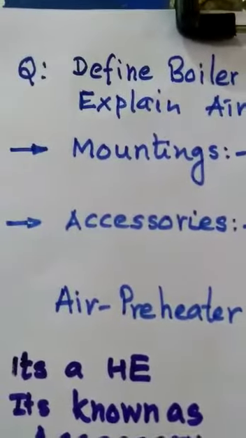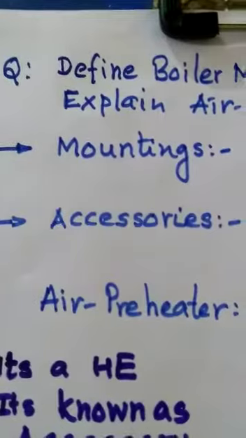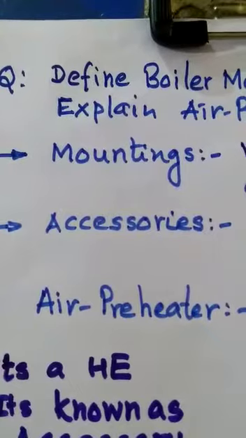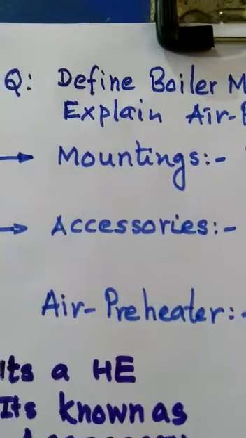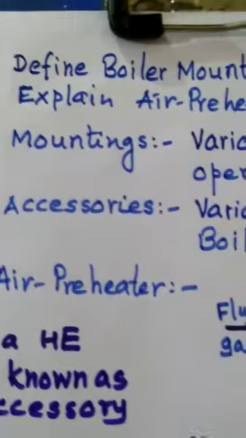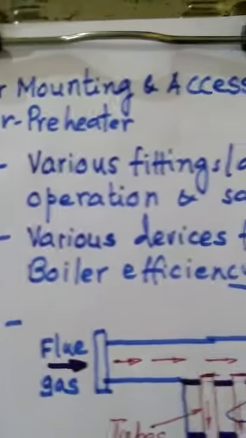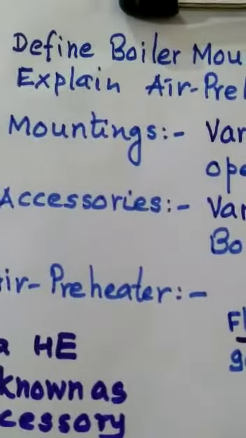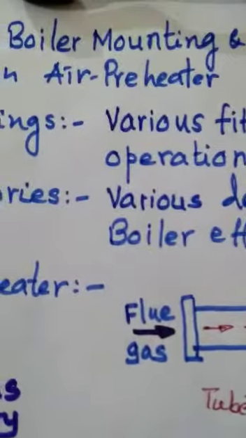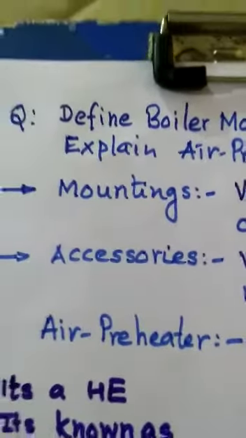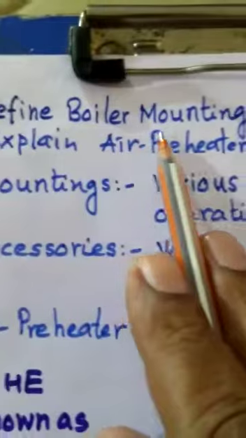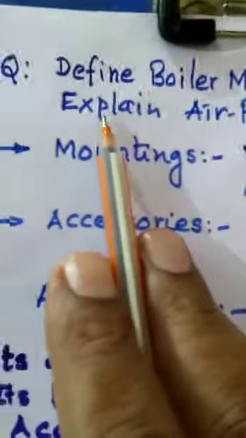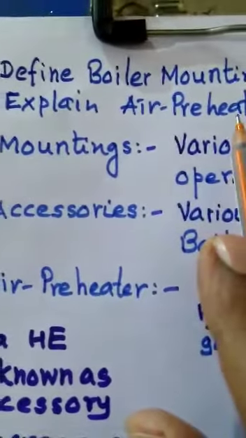Hello friends, we will now study one important part of the boiler. In the form of a question, we will try to study this. The question is: define boiler mountings and accessories. Along with this, explain air preheater. So this is the question, I will repeat. Define boiler mountings and accessories and explain air preheater.